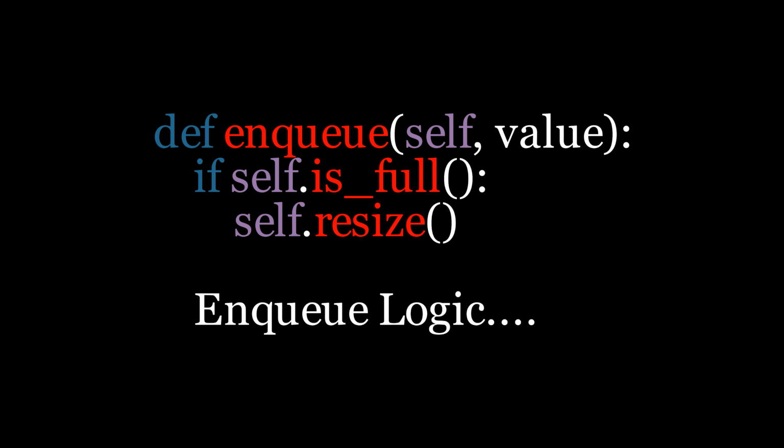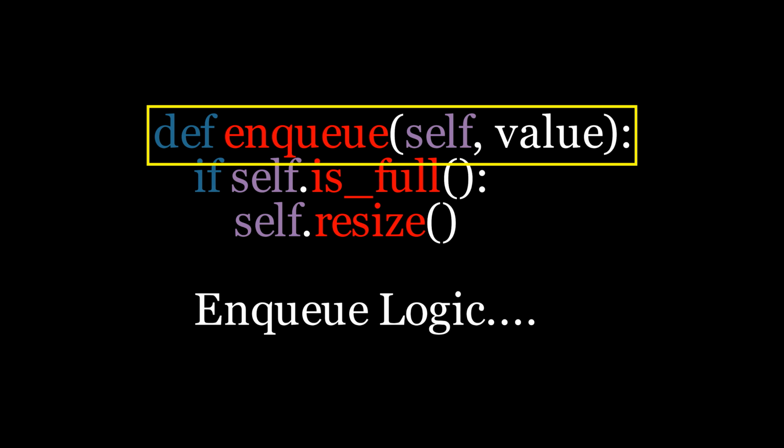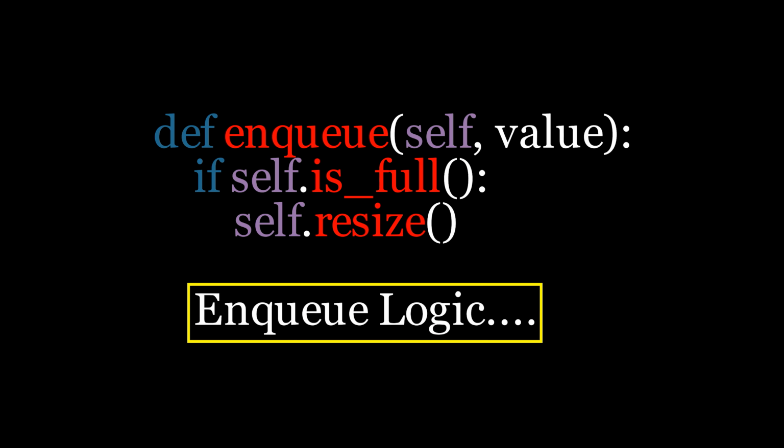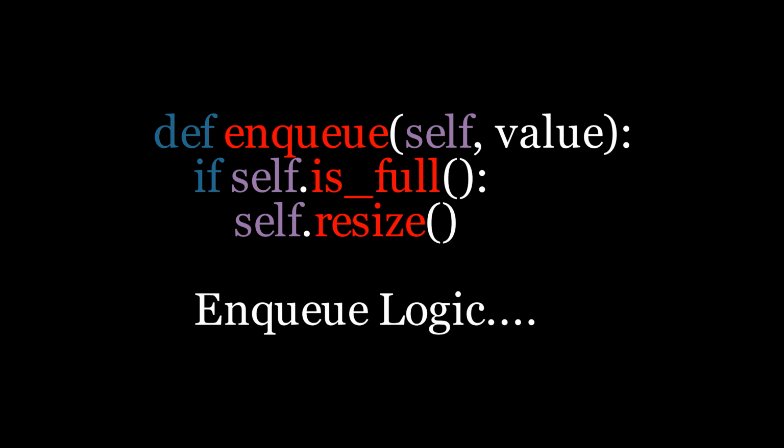When performing the onQueue operation, the algorithm first checks if the array is full. If it is, the array is resized before proceeding. Once the resizing is complete, the onQueue logic is executed as before, adding the new element to the queue.